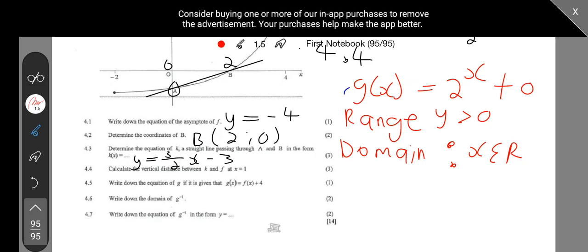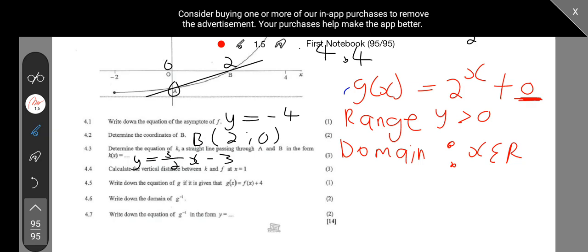As long as your graph is above the asymptote, you're going to say that y is more than the number that is here, because here we have nothing. If here we had 2, we're going to say y is more than 2. But because we have nothing, we can say that we have plus 0. Then our range becomes y is more than 0.